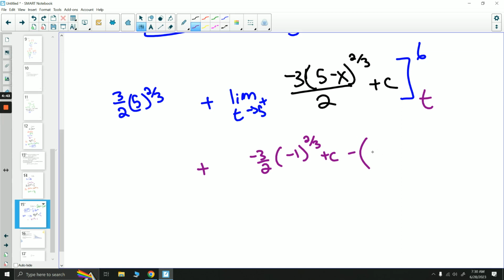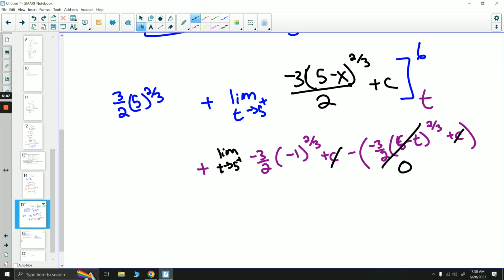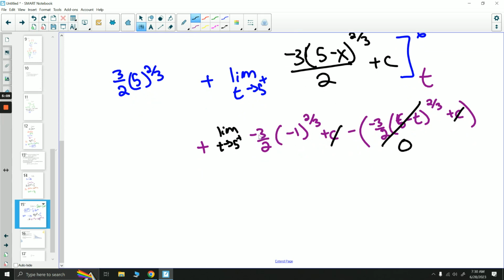And then taking the limit, we have negative 3 halves t, 5 minus t to the 2/3 plus c. Okay, so this is the limit as t approaches 5 from the right-hand side. Doesn't affect this one, but it does affect this one. This would make this 0. These c's cancel. And we have a positive times a negative, so that's going to be a negative, as we expected, since it's below the x-axis. So we have minus 3 over 2.